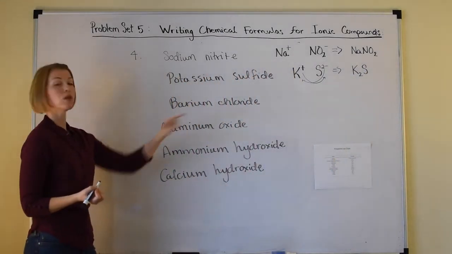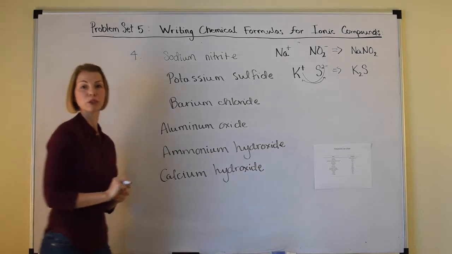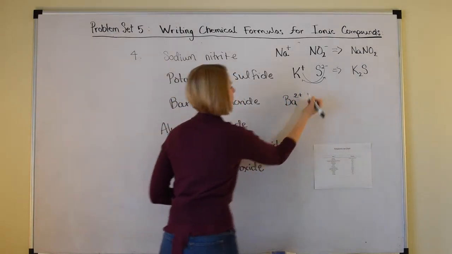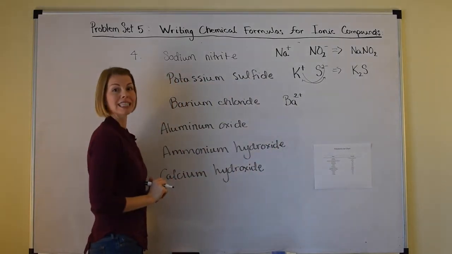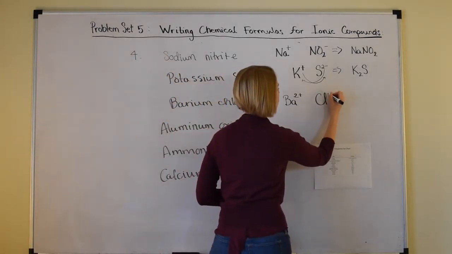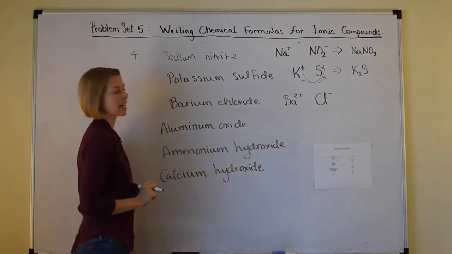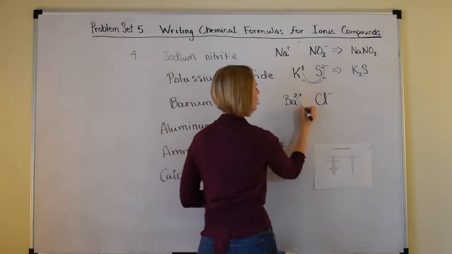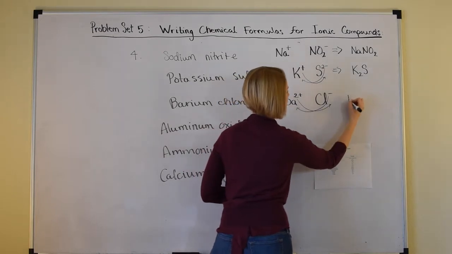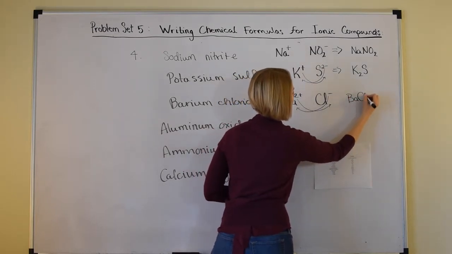All right, barium chloride. Barium is in group 2A, so we know that it is going to lose 2 electrons and obtain a 2+ charge. Chloride is one of the 7A elements. It's a halogen, so it has gained 1 electron to become a chloride anion. So it's going to take 2 chlorides to every 1 barium cation. So BaCl2.